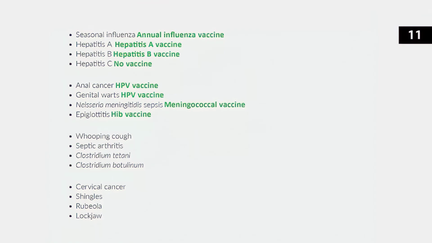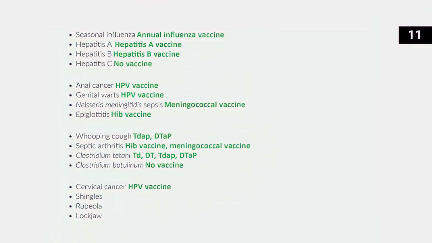Whooping cough, this one is Tdap and DTaP vaccines, the pertussis-containing vaccines. Septic arthritis could be prevented by both H-flu and meningococcal vaccines. Clostridium tetani, that's TD, DT, Tdap, or DTaP, any one containing the T for tetanus. Clostridium botulinum, well, there's no vaccine for that one.